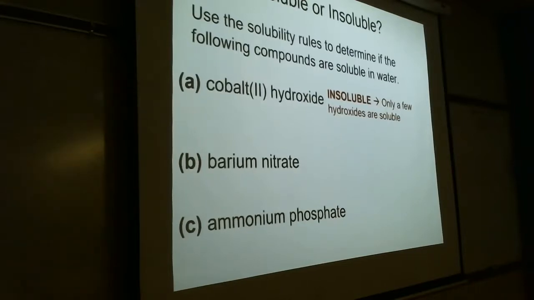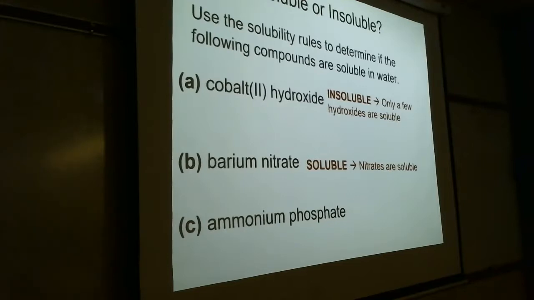Barium nitrate, soluble or insoluble? This one's soluble, right? Nitrate is listed under soluble compounds. All salts of NO3 minus. No exceptions listed, therefore this one's soluble.